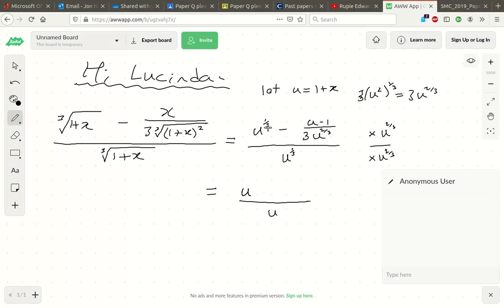Now, I'm going to do that times by that. Now, don't forget, this should be treated as something in brackets. So you're going to have to multiply the first term by u to the power of 2/3 and the second term by u to the power of 2/3.